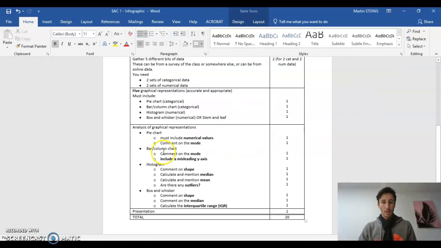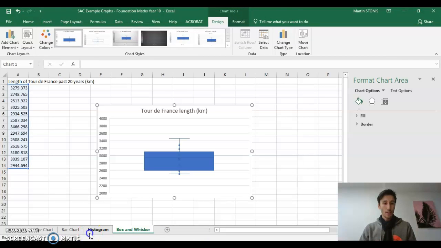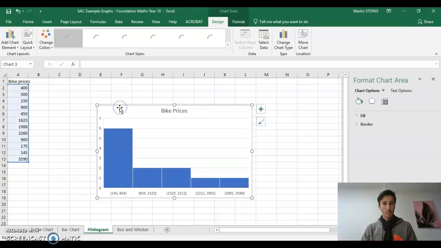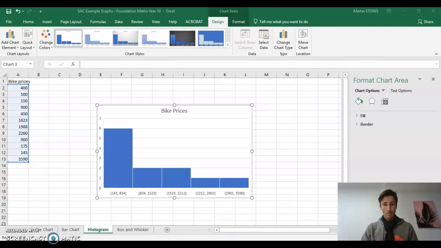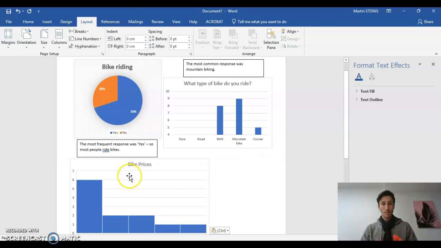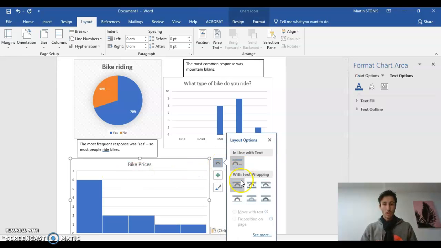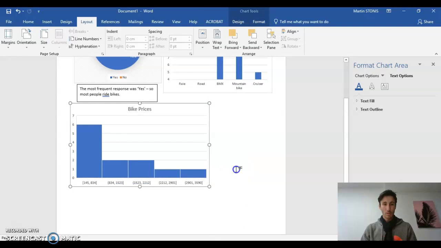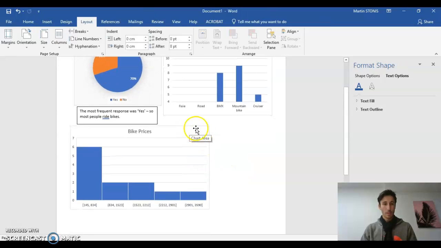Now the next thing that we need to do is analyze the histogram. So we're going to comment on the shape, calculate and mention the median, calculate and mention the mean, and see whether there are any outliers. All right, let's look at our histogram. Let's copy it, same thing that we did with the other ones, and paste it. Remember to change this to square so we can move it easier. I think it looks pretty good.